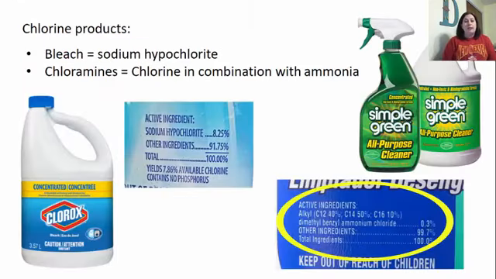Chlorine products are a little different. We have the bleach. The bleach has sodium hypochlorite in it. We also see the chloramines. This is chlorine in combination with ammonia. One thing with this group too is it doesn't leave a residue, and it's odorless and tasteless.